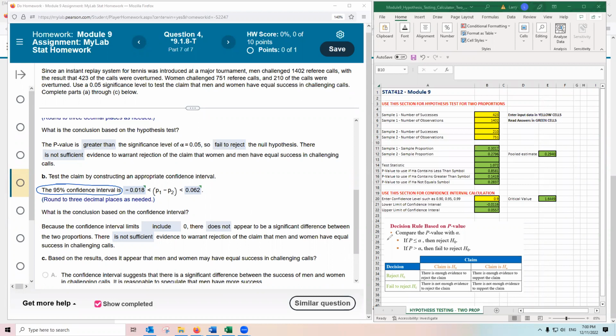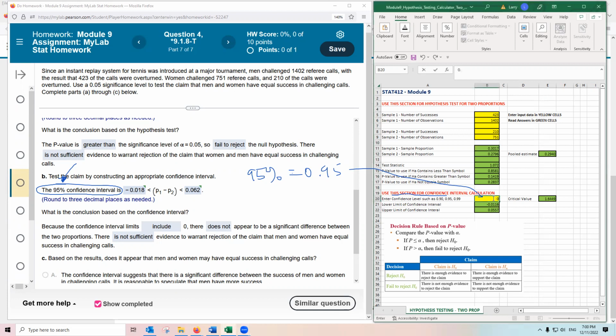Well, I'm going to come down here to this section of the calculator. It says use this section for confidence intervals. The first thing I have to do is enter the confidence level that they're asking me about. Well, in this case, they said 95%. So for 95% confidence, I'm going to enter it as a decimal of 0.95 in this yellow box. So let me change this box to be 0.95. That matches the 95% confidence interval. And here is the lower bound, negative 0.018, and here's the upper bound, 0.062. So I know the confidence interval, here it is, lower and upper bound.